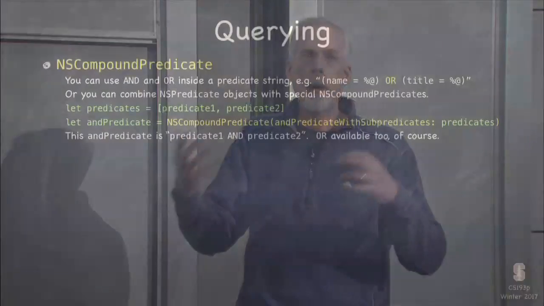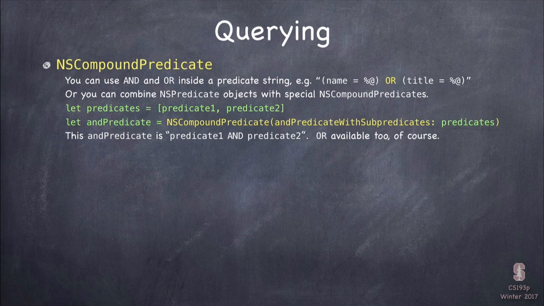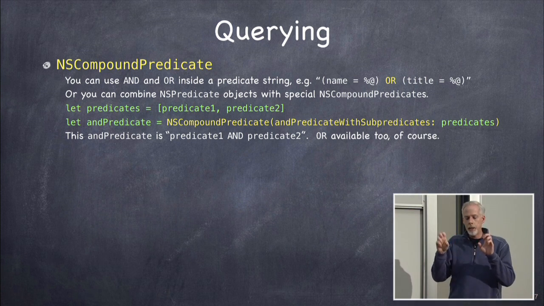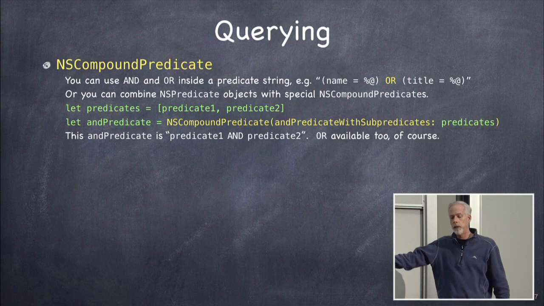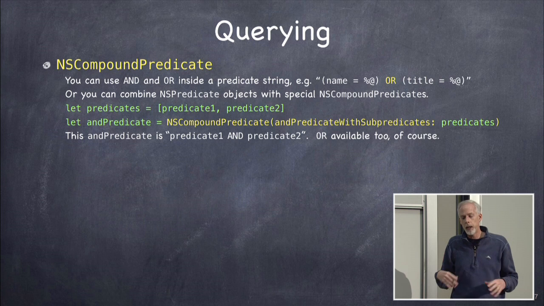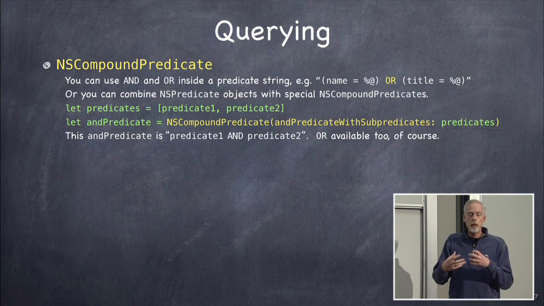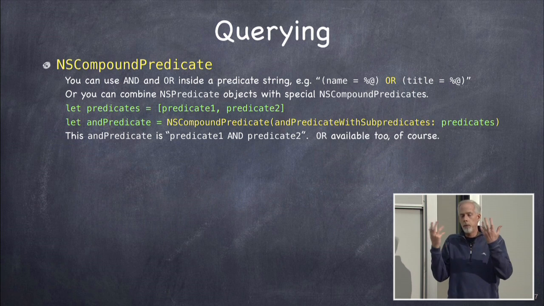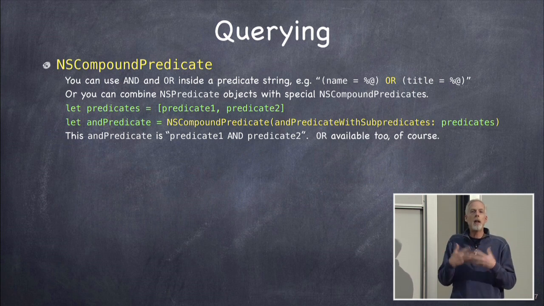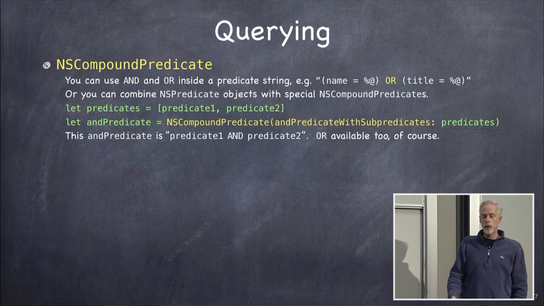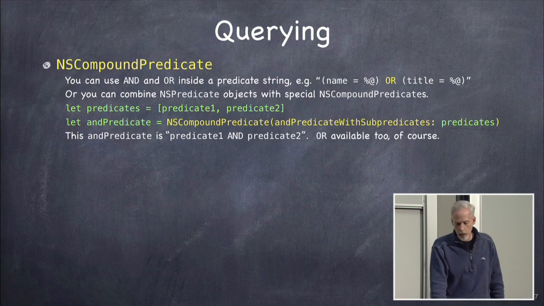Compound predicate. You can build a compound predicate like an and predicate or an or predicate. You could put or and in the string, or you could create separate predicates and and them together by creating an NSCompoundPredicate andPredicate with subpredicates. You just give it an array of predicates and it ands them together. Why would you ever want to do this versus just putting and or in there? Well, maybe you're computing what the predicates are depending on what the user clicked on or something, and so you want to add these things you computed together.